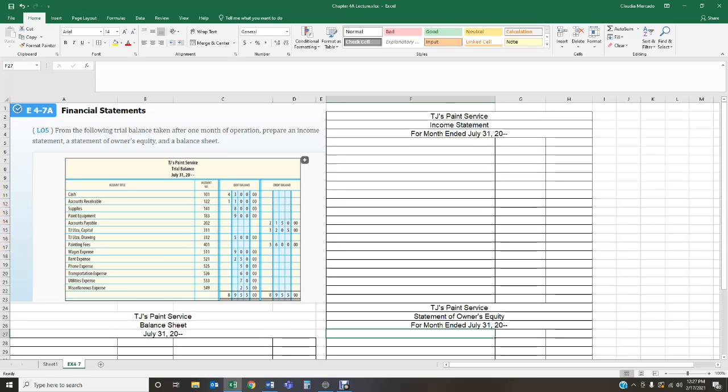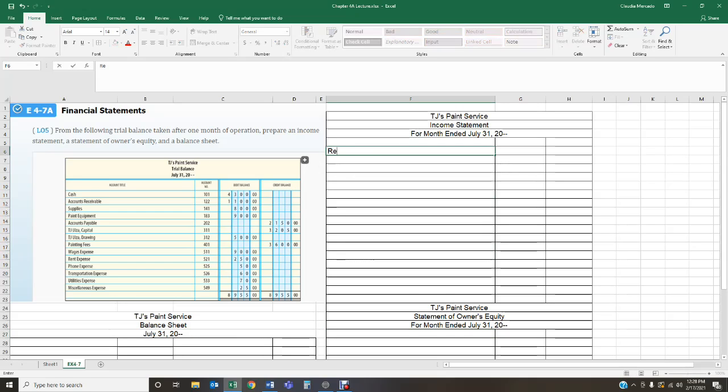Okay, so I've set up my financial statement so we can begin working on it. Remember, we always start with the name of the business. In this case, the name of the business is TJ's Paint Service. The first financial statement that needs to be prepared is the income statement, and this is for the month ending July the 31st. Okay, so if we recall, the income statement incorporates two things: revenues and expenses.